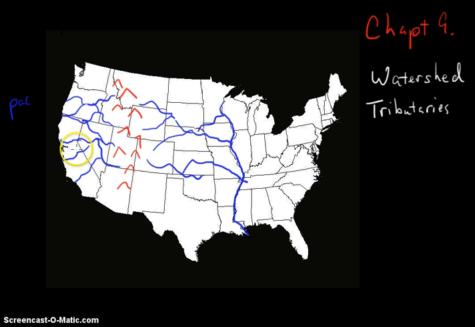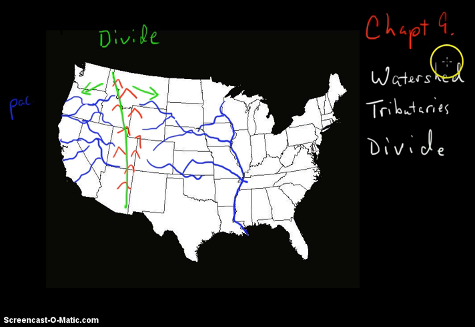Here we have a large watershed, and here we have another large watershed, and this division, this line of mountains that separates two opposing watersheds, where one watershed pushes water that way and another pushes water down that way. This high area of land that separates watersheds is called a divide. Divide. So we can knock off three vocabulary terms: watershed, tributaries, and divide.